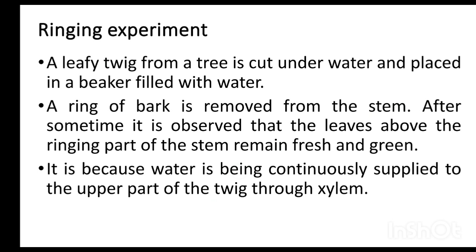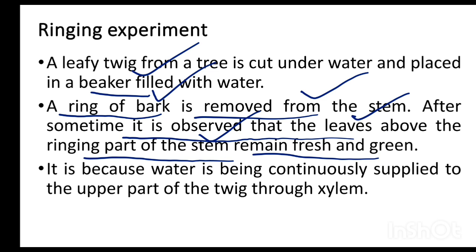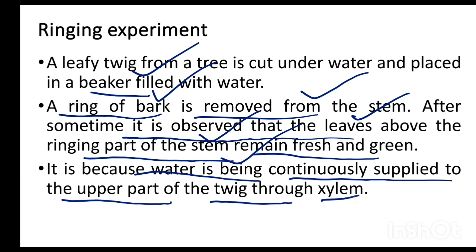The next experiment is the ringing experiment. A leafy twig from a tree is cut under water and placed in a beaker filled with water. A ring of bark is removed from the stem. After some time, it is observed that leaves above the ringed part of the stem remain fresh and green. It is because water is being continuously supplied to the upper part of the twig through xylem, and the bark is not responsible for the upward movement of water. Only the xylem part is responsible.